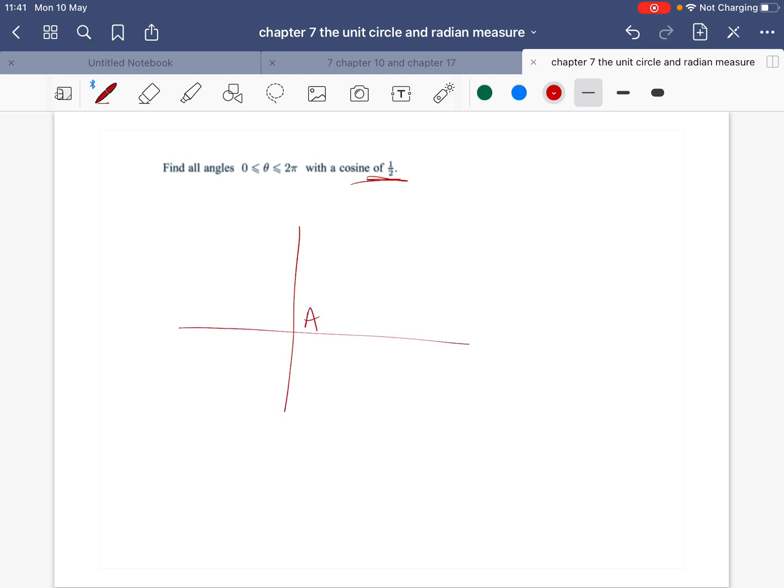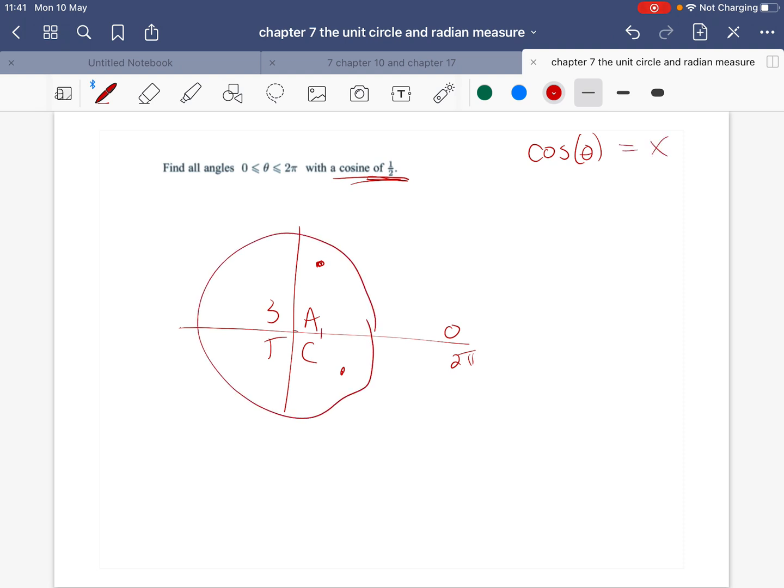Okay, find all angles between 0 and 2 pi with a cosine of 1/2. Okay, so remember, all students take calculus. Between 0 and 2 pi, the cosine is positive here and here. So we've got to find when cosine, so we use all our knowledge, cosine of theta is the x value. So we got to find when the x value is 1/2. That's going to be here. So this is what, pi over 3.